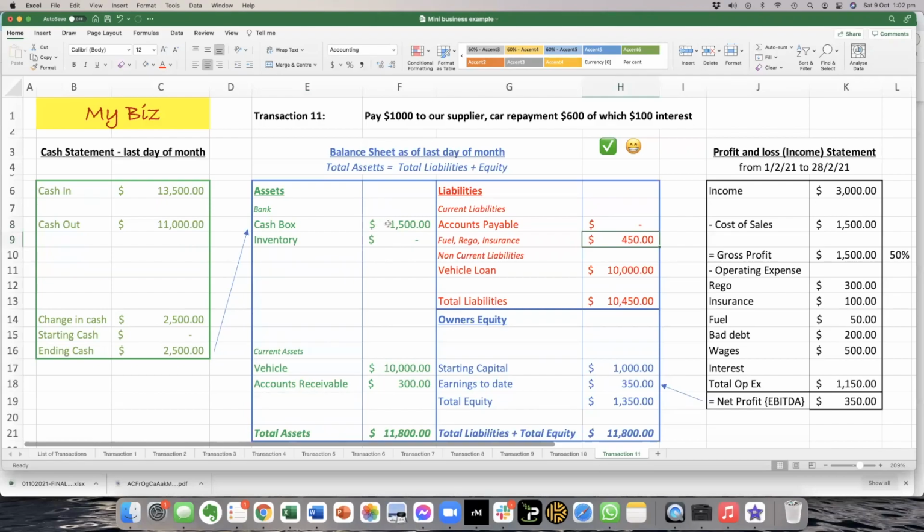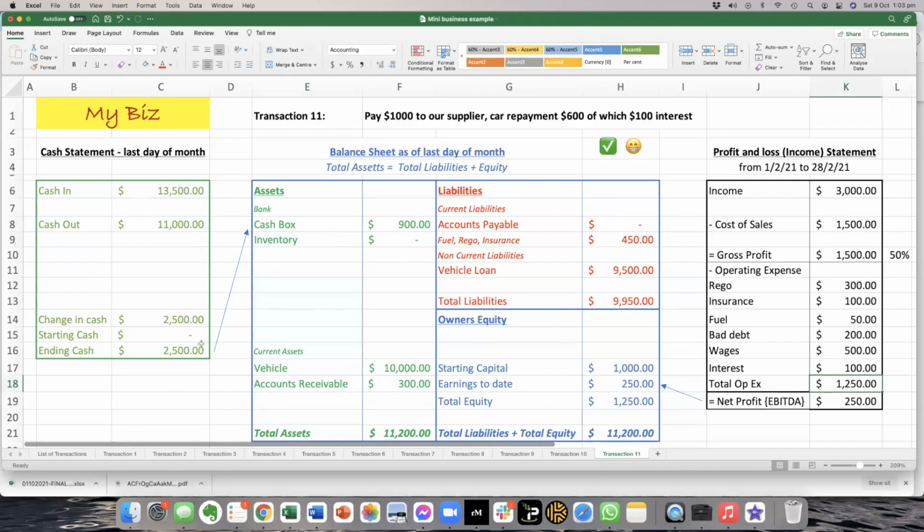Now we're going to take another $600 out of our cash. So we're going to go back to $900 here. We're out of balance. And our loan, our vehicle loan, now goes back $500. We're still out of balance. Now the interest is a cost of doing business, so it goes in as an OPEX, an operating expense. And you'll see we come back into balance, except for our cash balance is different.